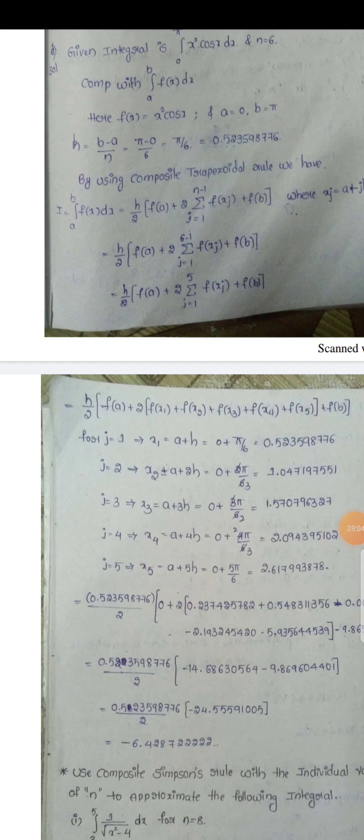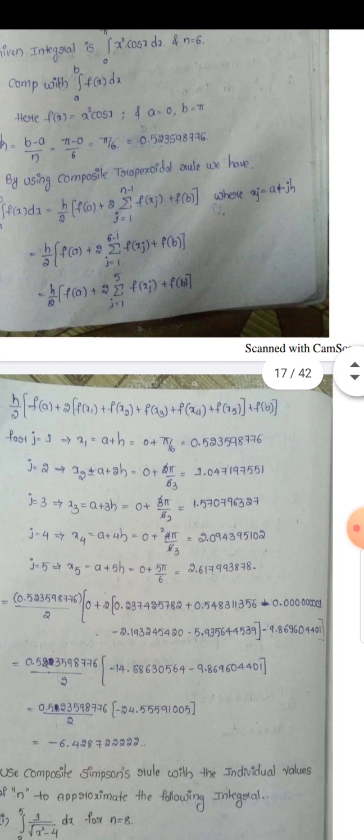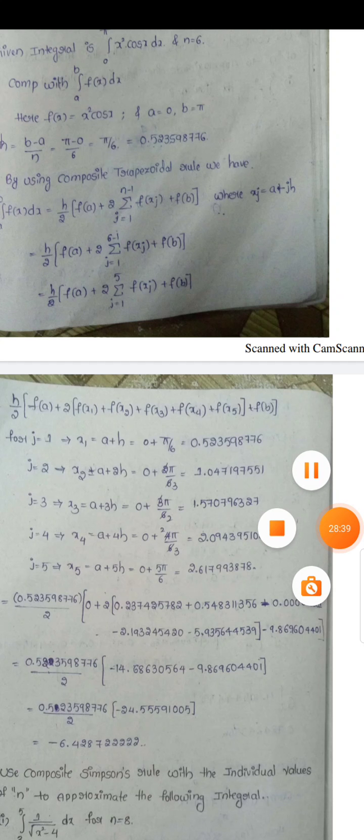This equals 0.523598776 by 2 into 0 plus 2 into 0.237425782 plus 0.548311356 minus 0.0000 and the last one is minus 2.193245420 minus 5.9356445339 minus 9.86960440.